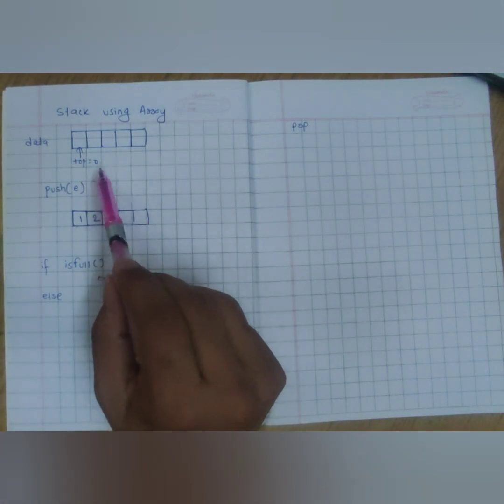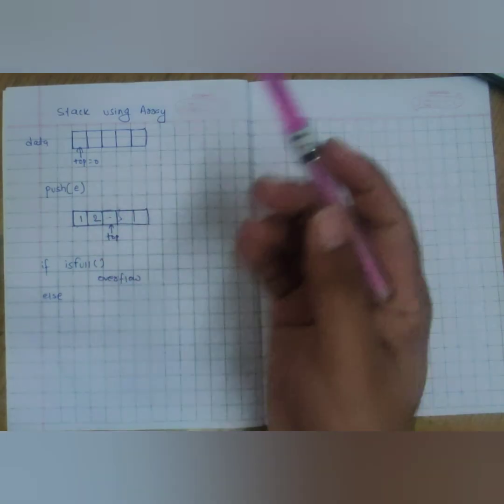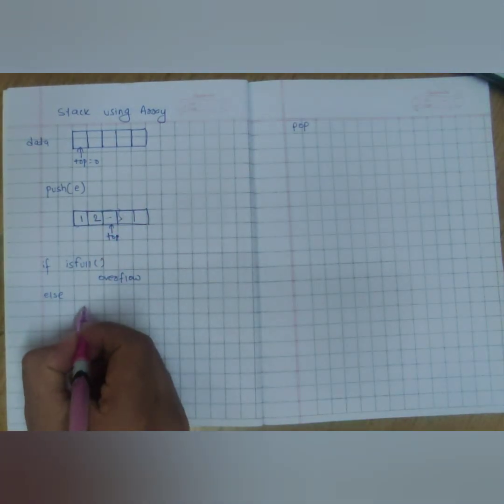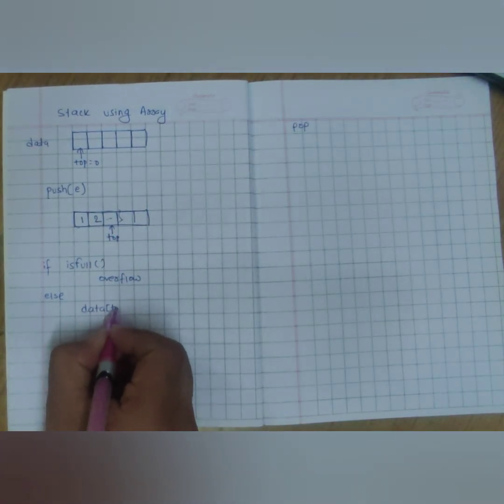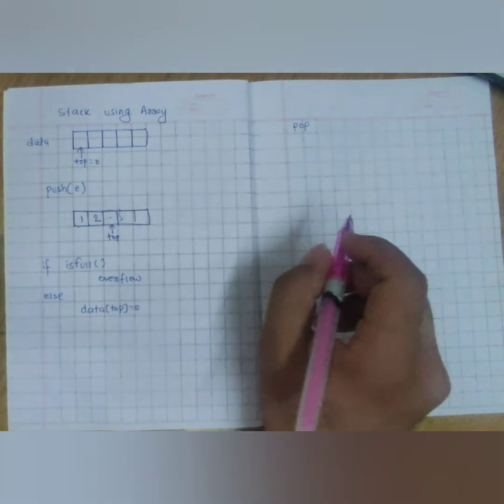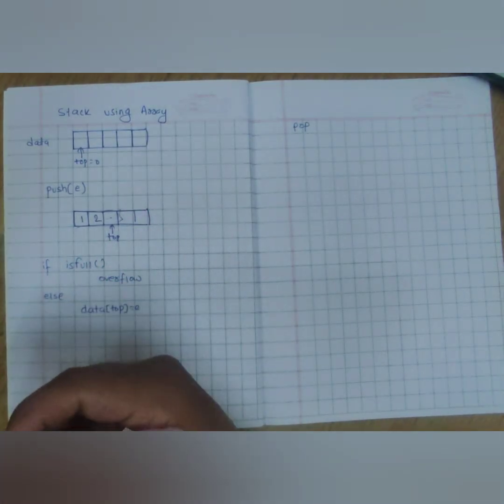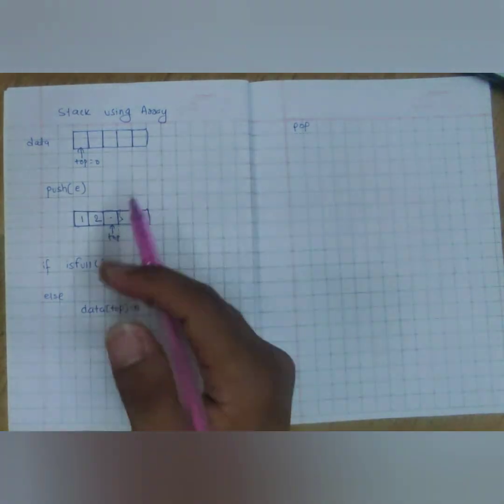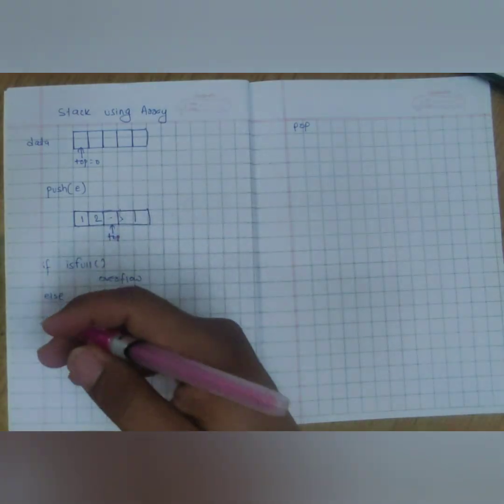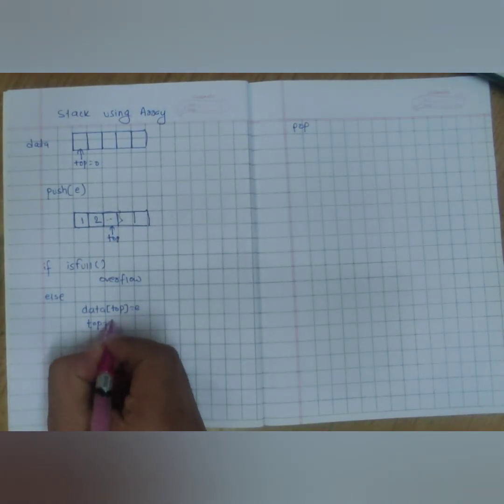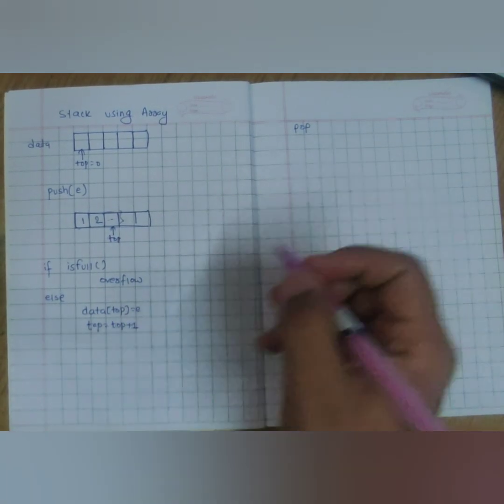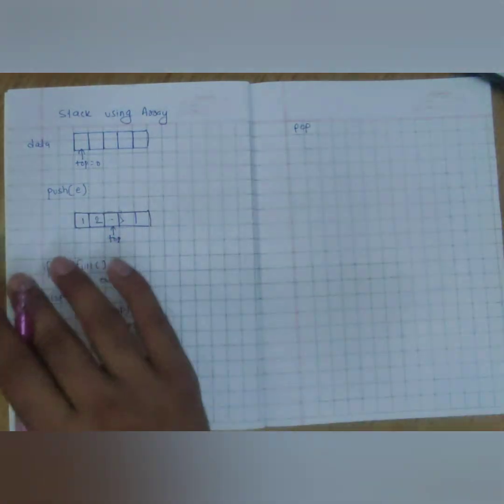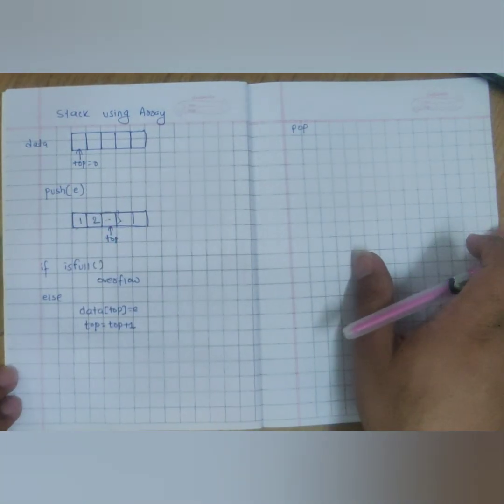So that means I can already put the element on data[top]. What I mean is that I can already say data[top] = E, because I already have the top index as the empty slot. And then I also need to increment the top counter. That's all about pushing an element to a stack using array.